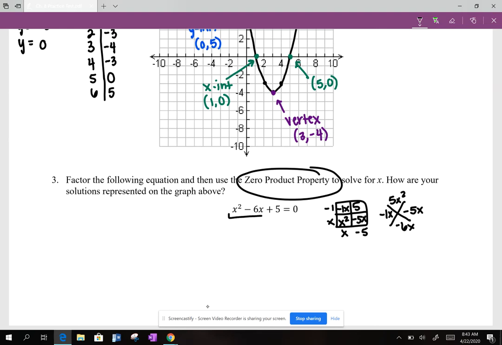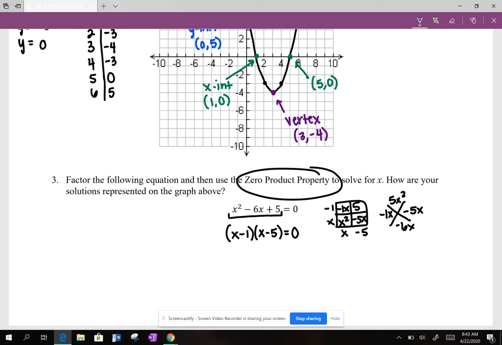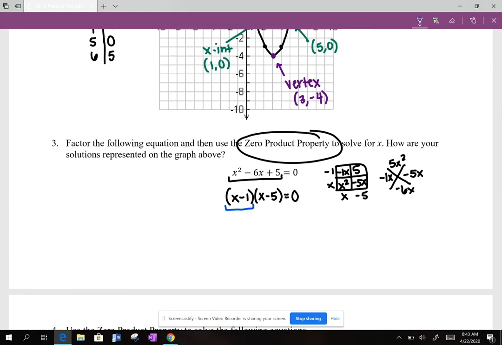Okay, so now we can rewrite this as x minus 1 times x minus 5 equals 0. And what the zero product property tells us is anytime you multiply two factors and you get 0, one of those factors has to be 0. Okay? Anything times 0 is 0. So that has to be true here. So either x minus 1 has to be equal to 0, or x minus 5 has to be equal to 0. Okay, that's what the zero product property is, ZPP for short.